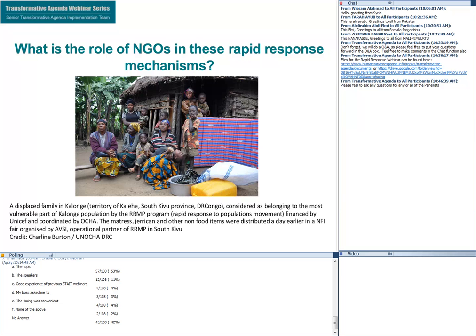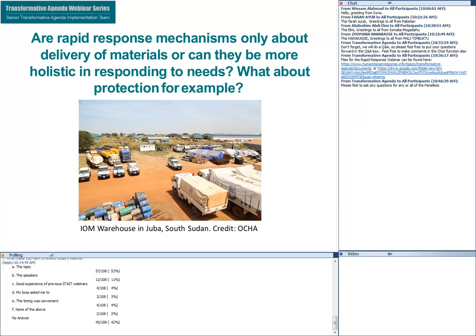I'd like now to move back to Sylvia, and I want to get back to this question of having a holistic approach in the rapid response mechanism. I just wanted to ask you, is it really about delivering materials, or is there a way that this rapid response could be a little bit more comprehensive of other needs without compromising both in terms of the quality and the speed with which your response takes place? Sylvia, over to you.